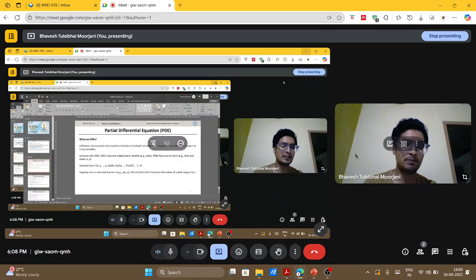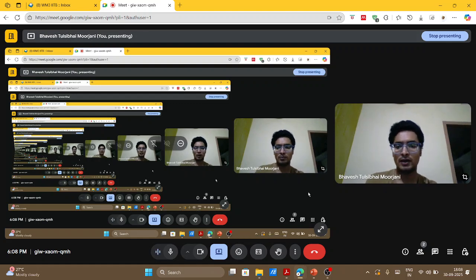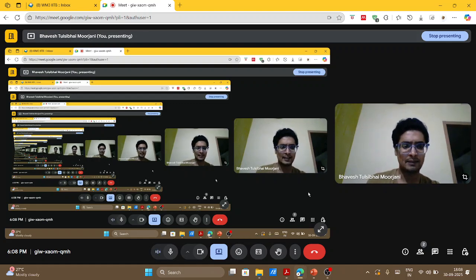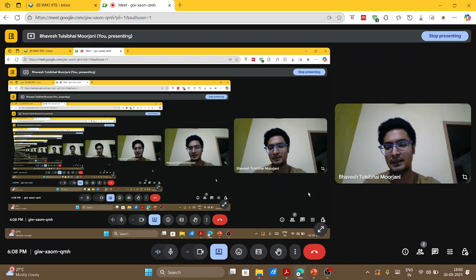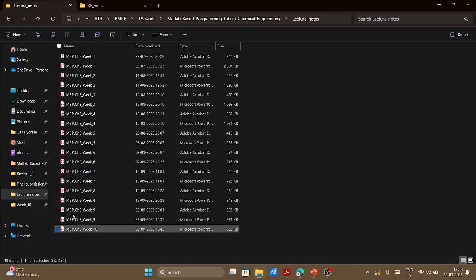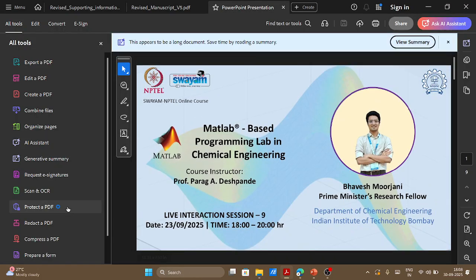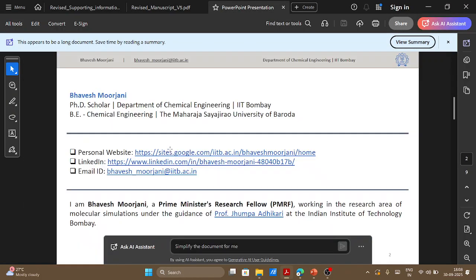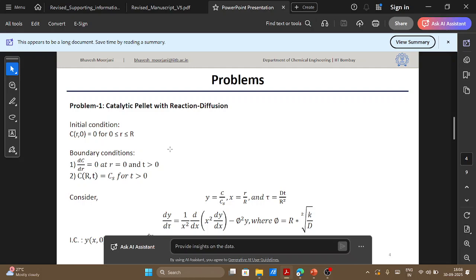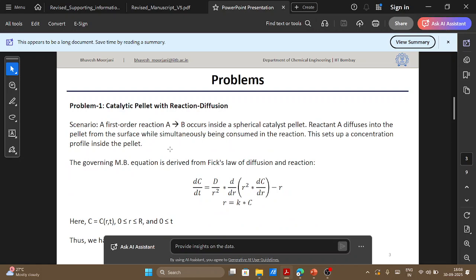If you recall the previous lecture where we solved the problem of reaction in the catalytic pellet, where diffusion and reaction both were happening, that was a partial differential equation domain problem. Similarly, previously we also solved a two-dimensional heat transfer problem for a fin, which also involved partial differential equation, where we solved numerically what will be the temperature profile in that fin for various time instants and locations. So we computed the spatio-temporal profile.